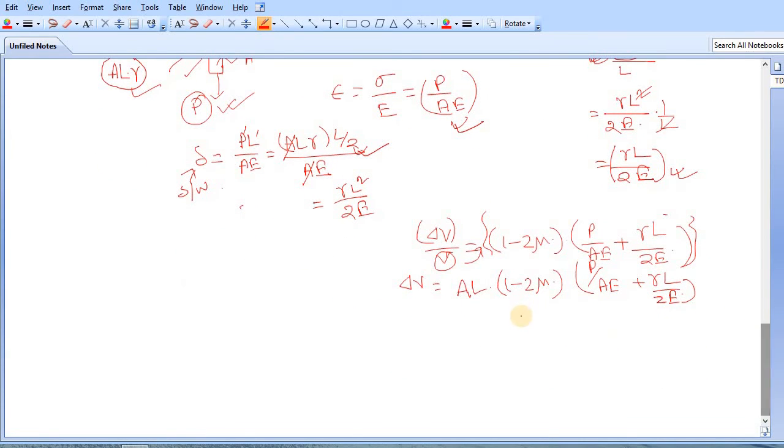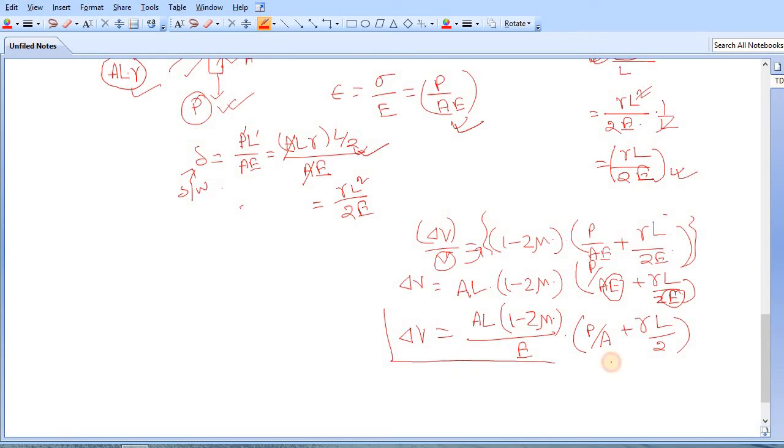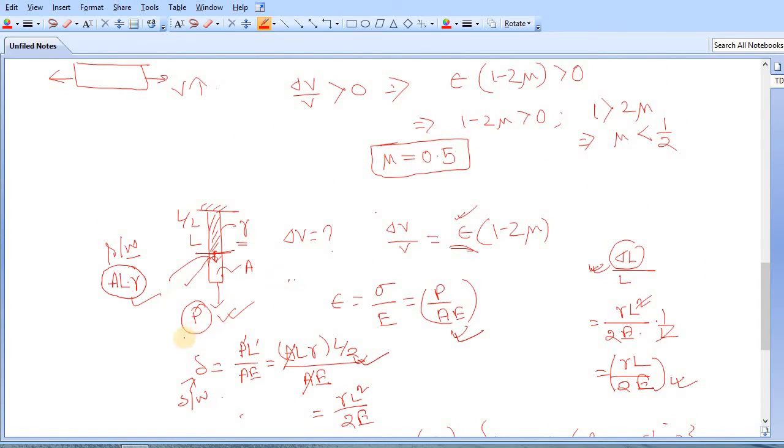Again simplify it, you will get AL1 minus 2 mu by E, taking out the modulus of elasticity E, and you are getting P by A plus gamma L by 2. Okay, so this is the total volume change on this body due to external load P as well as due to the self weight.